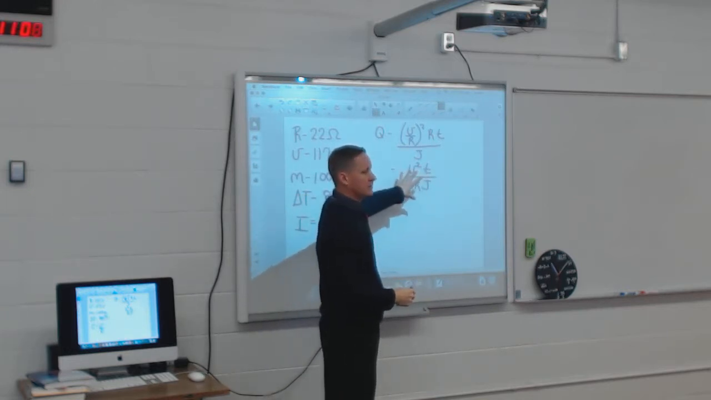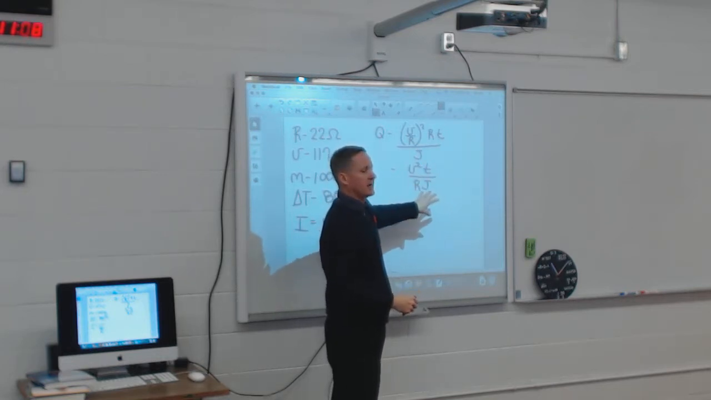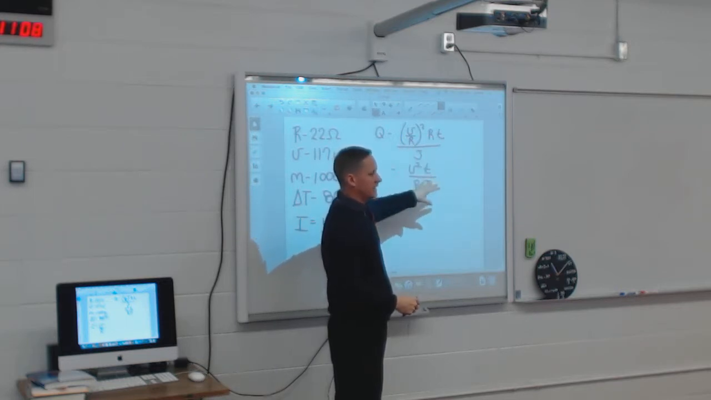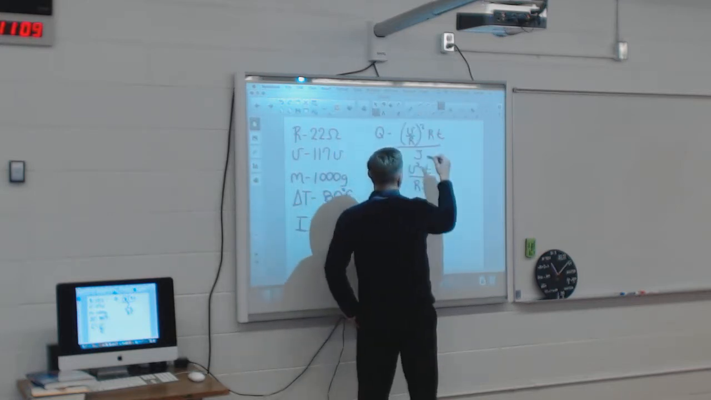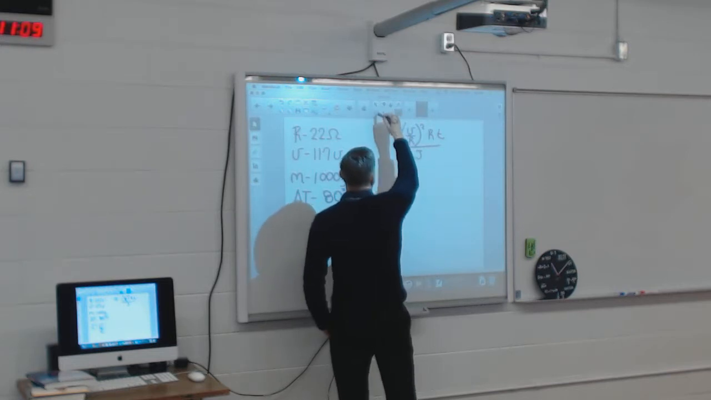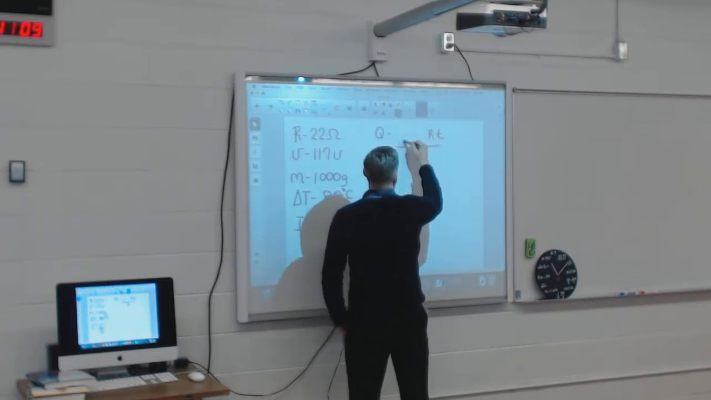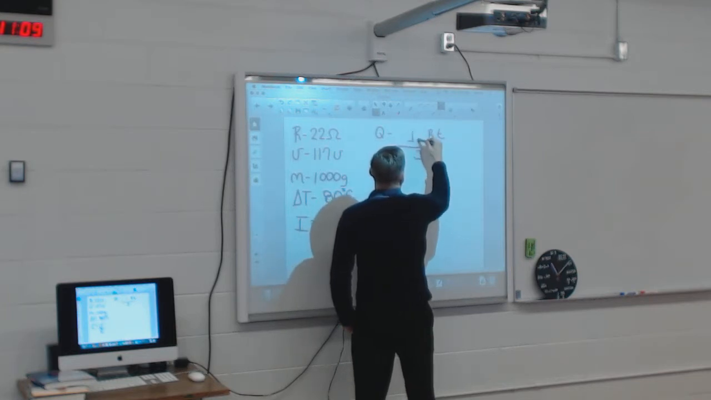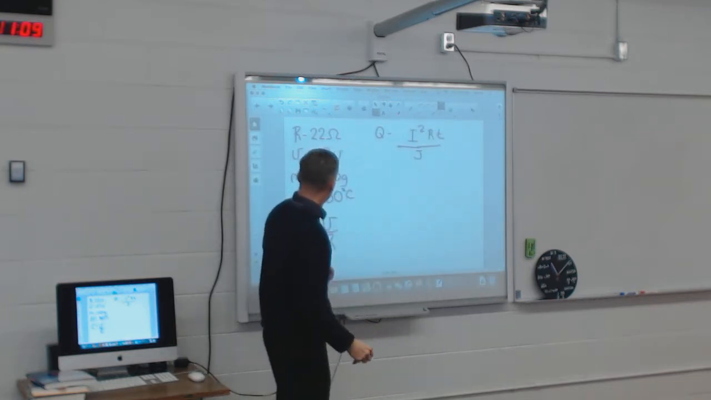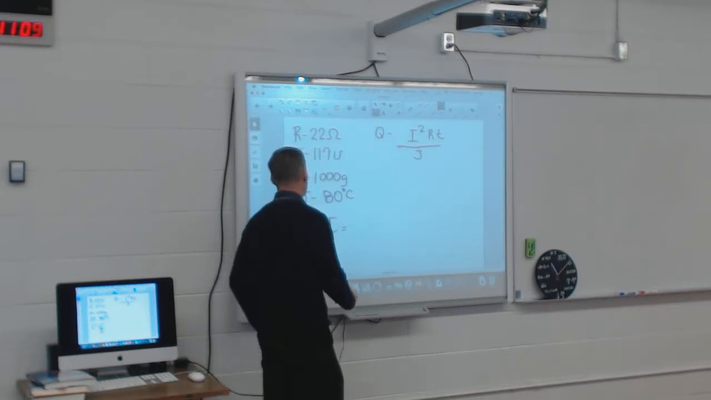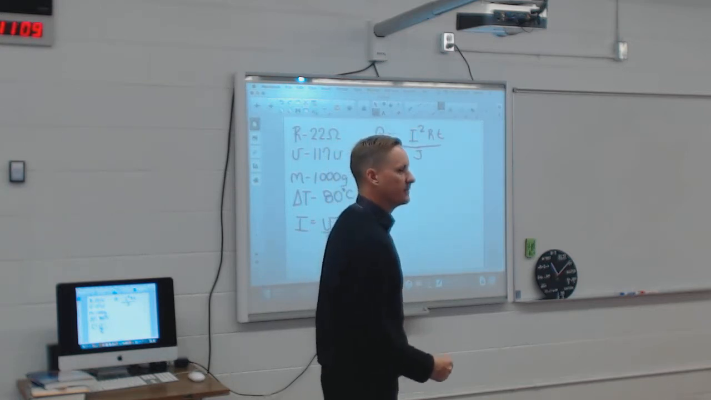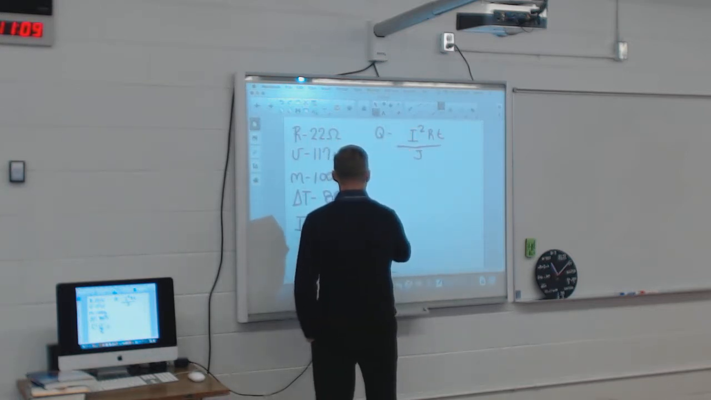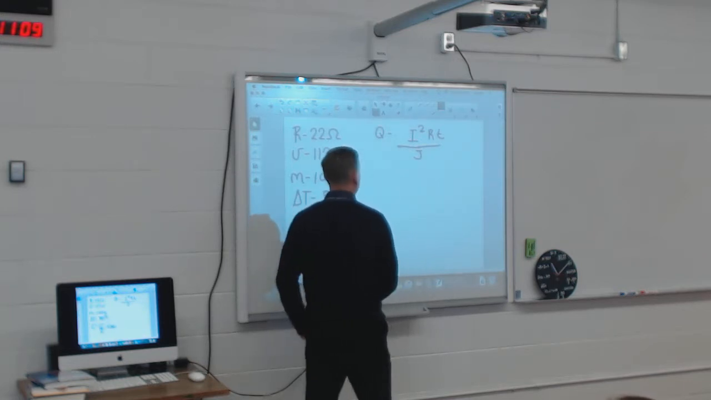Now don't write this part down. So that's what I can do. Instead of using VIT, I can use this, V squared over R, JT. So that's a possibility. But it's probably easier for us, knowing that, just to find I here. So let's do the first thing we do. 117 divided by 22. Give it to me in 3 decimal places. 5.318 becomes our amps, right?